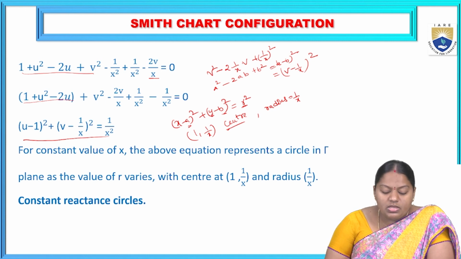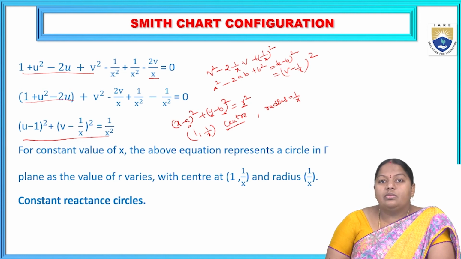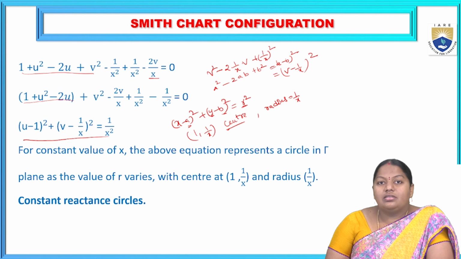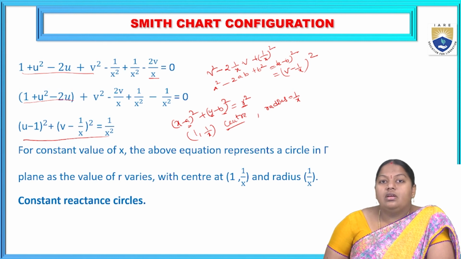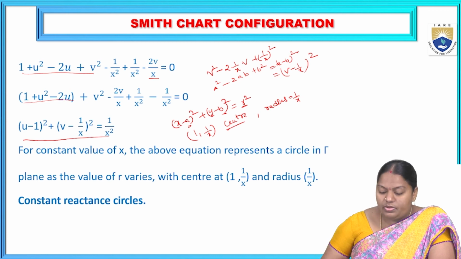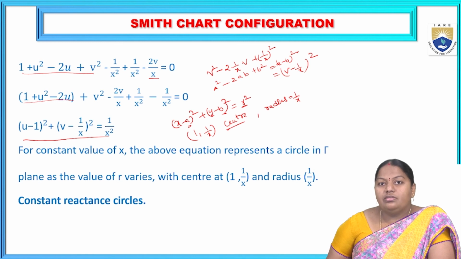From these constant resistance circles and reactance circles, we are going to substitute different values of R in the resistance circles and different values of X in the reactance circles. From this, we will be drawing the Smith chart. From the Smith chart, we are going to calculate the reflection coefficient of a transmission line and the standing wave ratio of a transmission line.